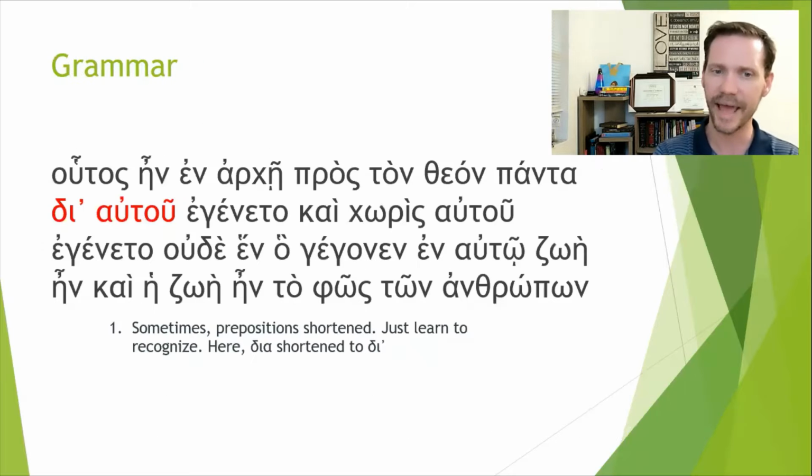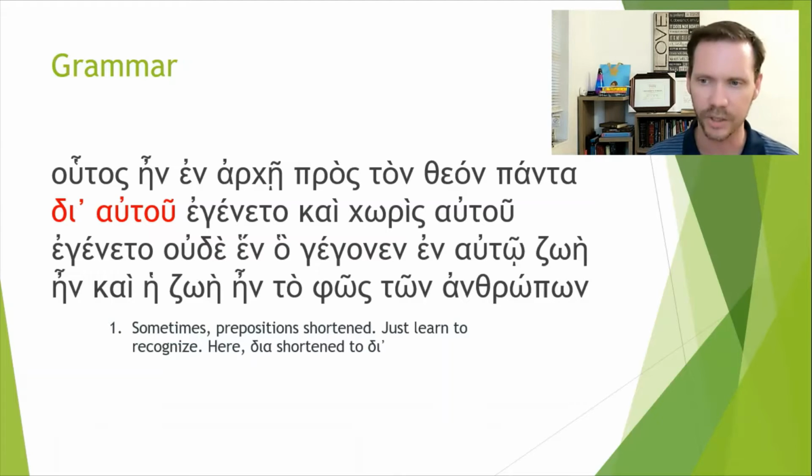So having said that, we can now begin to look at the grammar. Before we do, let's give a quick wooden translation, if you will. You never actually translate it this way, but kind of a one-to-one correspondence. And you should immediately start to catch the drift of the verse. It would go something like this.